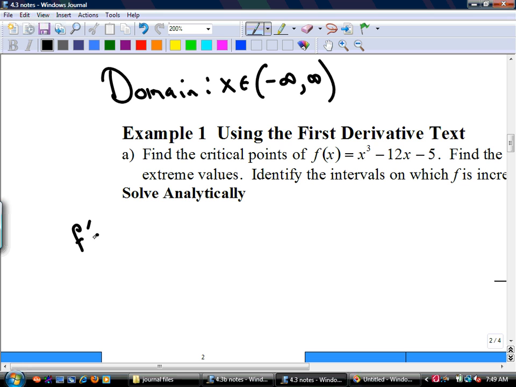F prime of x equals 3x squared minus 12. How do you find critical points? Make the function equal 0.